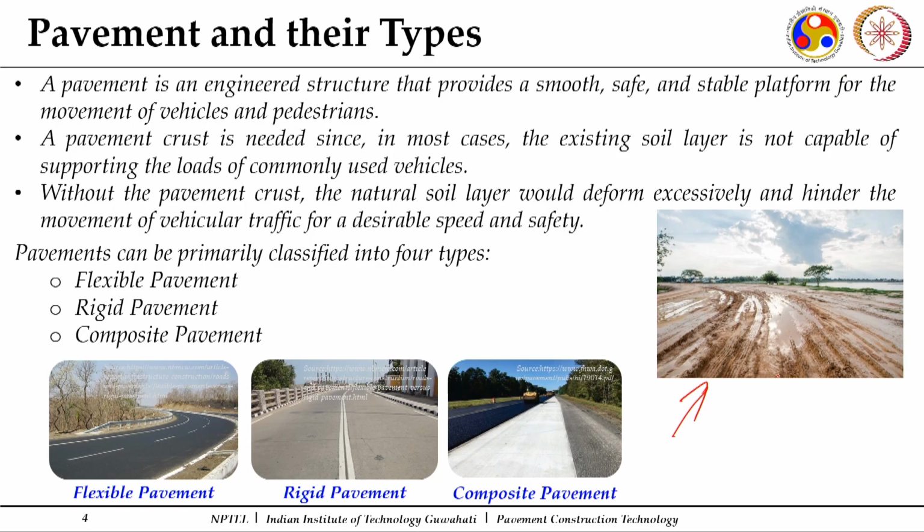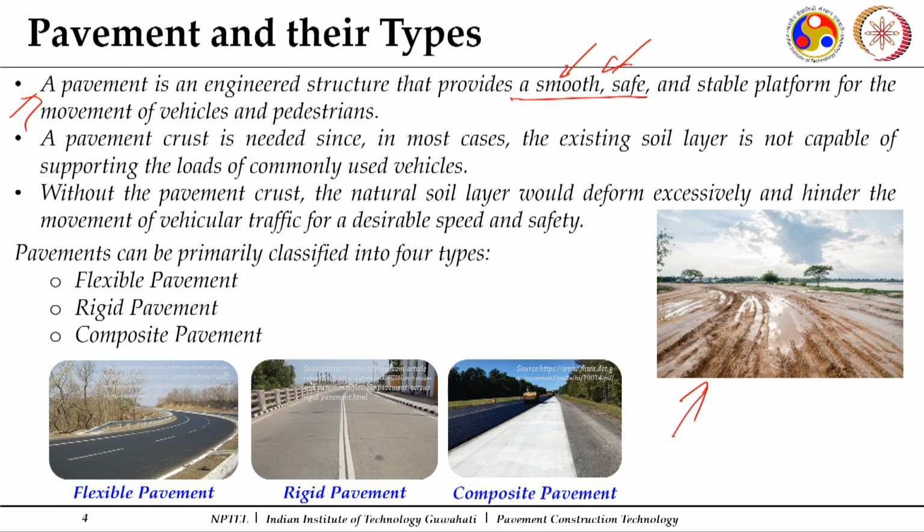So, what do you need? You need an engineered structure. That is why we call them pavements. A pavement is an engineered structure that provides a smooth and safe surface. This is from the user perspective. I require two things: one, the surface should be smooth, and the second, the surface should be safe. Now, safety is also becoming an important concern, not only smoothness.